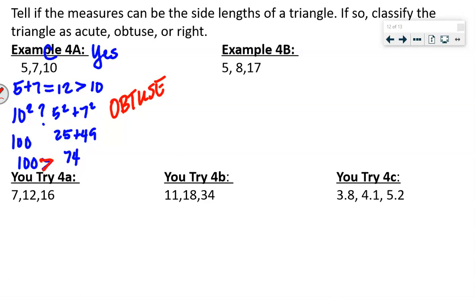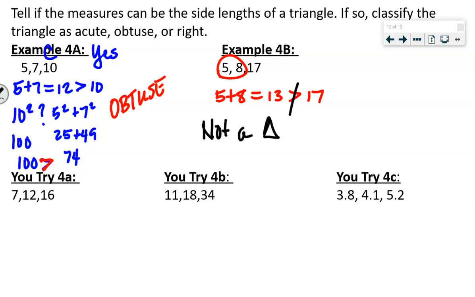Got it? Now on this next one, we're going to add the smaller two numbers, 5 plus 8. That's 13. Is 13 greater than 17? Absolutely not. So this is not a triangle. If I add those two smaller sides together, they have to be greater than the third side for this to even be able to be a triangle. So let's go ahead and do these three You Tries at the bottom and come back to me when you're done.